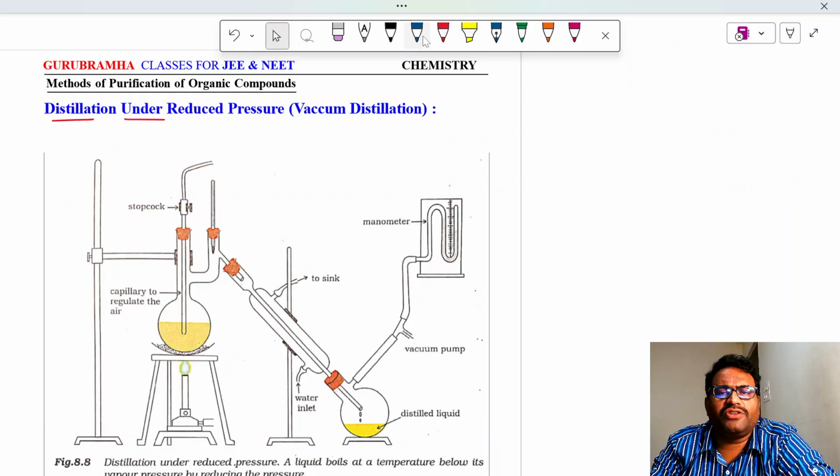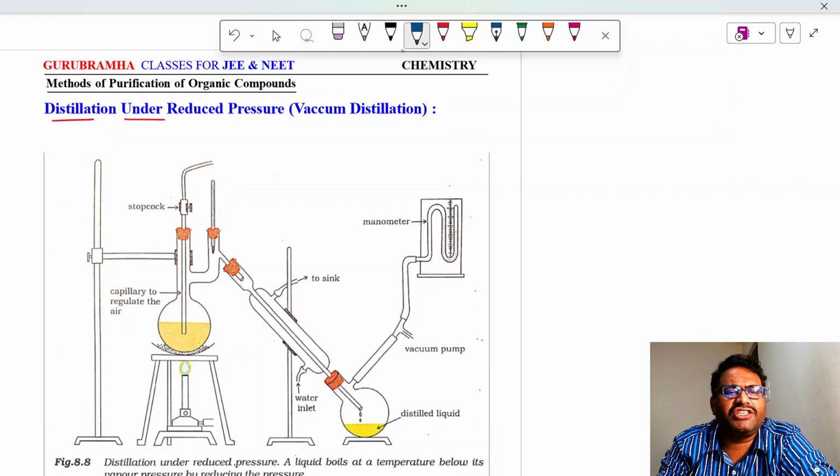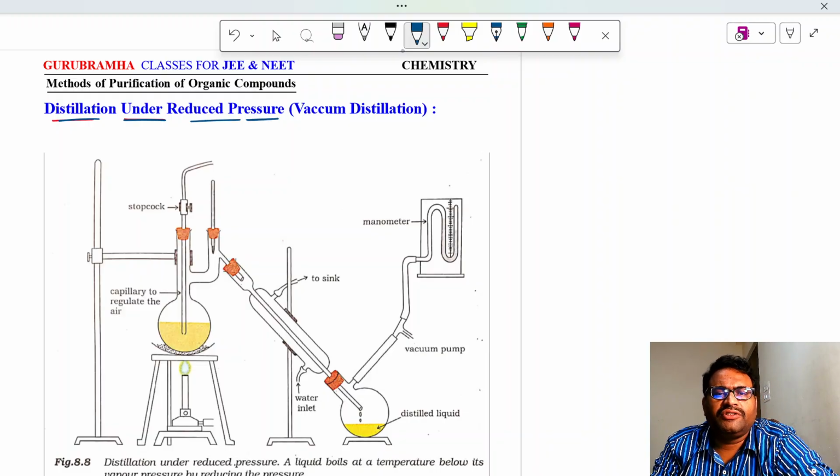The next distillation process is what? Distillation under reduced pressure, which is also called vacuum distillation. Distillation under reduced pressure. Okay. So when you decrease the pressure over the liquid, the boiling point decreases. Boiling point decreases. We have studied that here. Let us take a liquid.